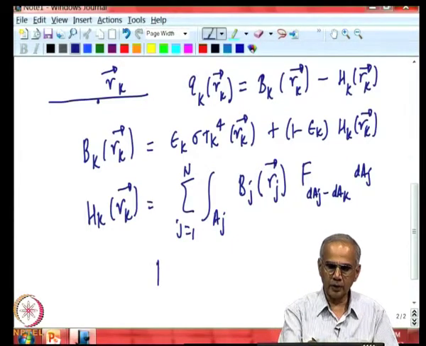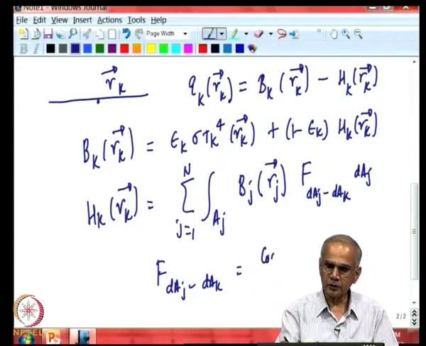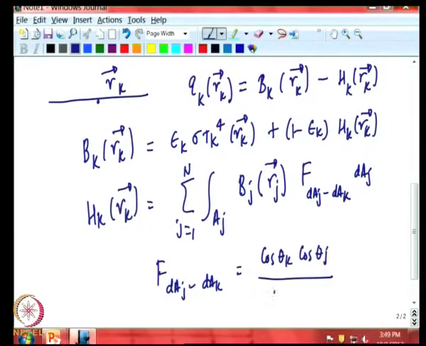And all of us know by now that this differential shape factor is a basic quantity which we know is cos theta k cos theta j by pi S_kj the whole squared dA_j. So, this also is known. So, this is the formal statement of the problem, and as in the previous examples we have done, the aim is to know how the radiosity is varying with distance in each of the surfaces.